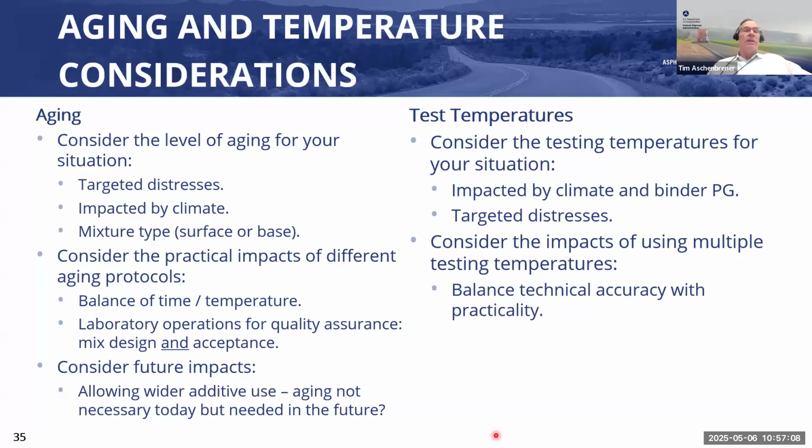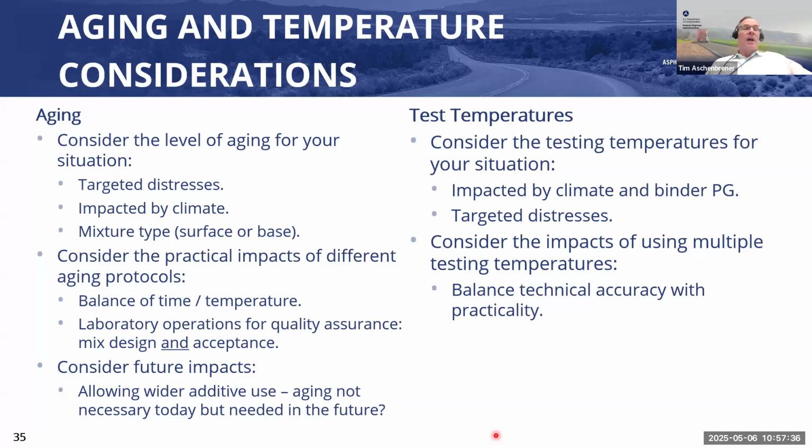The climate that you have in your state is going to impact aging. There may be more than one type of long-term aging you want to consider. And then also the type of mix. Clearly the aging impacts those surface mixes the most, but those surface mixes act as an insulator or a barrier, and the base mixes don't age quite as much. So these are things you should ask yourself and consider when setting up aging.